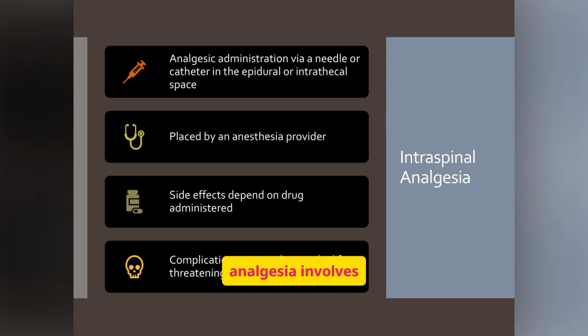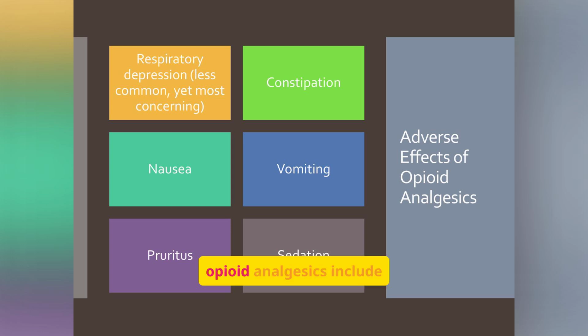Intraspinal analgesia involves administering analgesics via a needle or catheter in the epidural or intrathecal space. It's placed by an anesthesia provider, and side effects depend on the drug administered. Adverse effects of opioid analgesics include respiratory depression, constipation, nausea, vomiting, pruritus, and sedation. Monitor patients closely and implement preventive measures. Stool softeners, antiemetics, and careful monitoring of respiratory rate are essential. Always have naloxone available for emergencies.